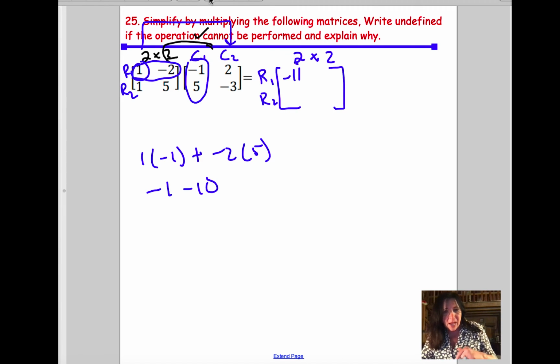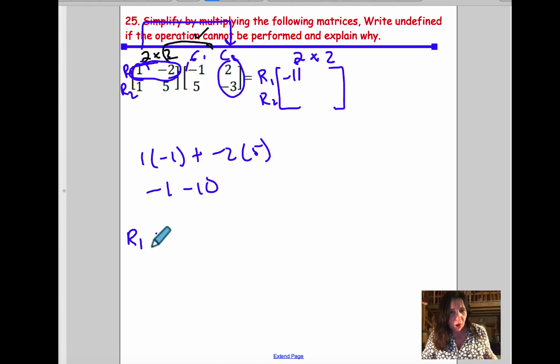Oh, no, I'm not. This spot is row 1, column 2. So now I'm going to multiply row 1. It's already circled. So I'm going to multiply row 1 by column 2. Okay, so this is row 1 and this is column 2. All right, so row 1. So you're going to go across.